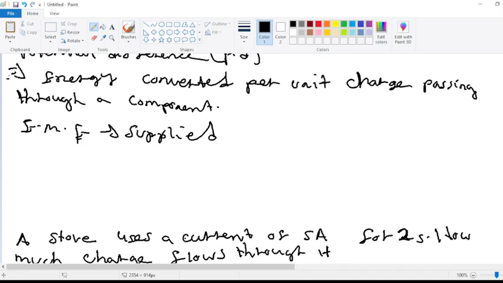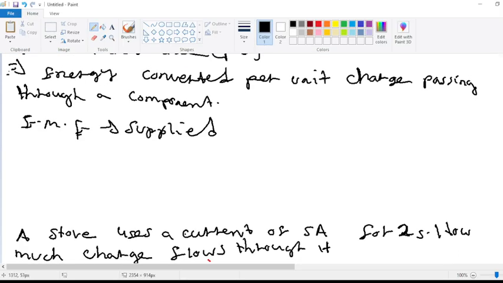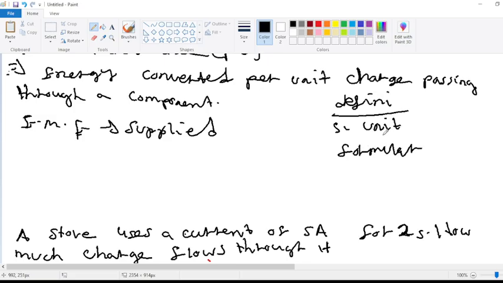Since we have the definition, when it comes to physics and chemistry, or subjects that deal with calculations, the first thing you have to know is how to define what you've been given. The second is its SI unit, how it's measured. The third is the formula. So the definition is very important, from the definition the SI unit, and from the SI unit the formula. Once you know the definition, the SI unit, and the formula, you are good to go.